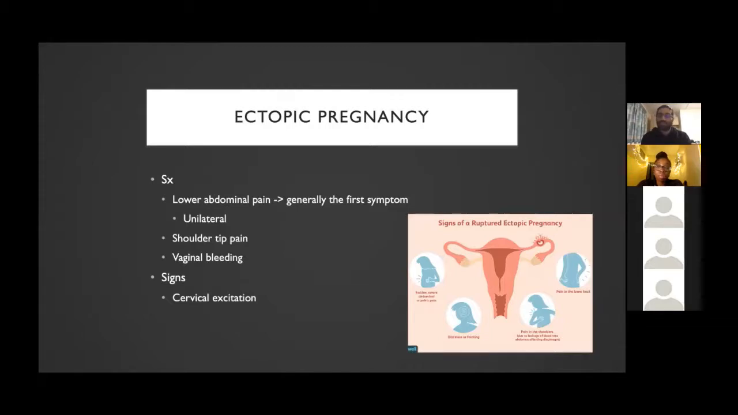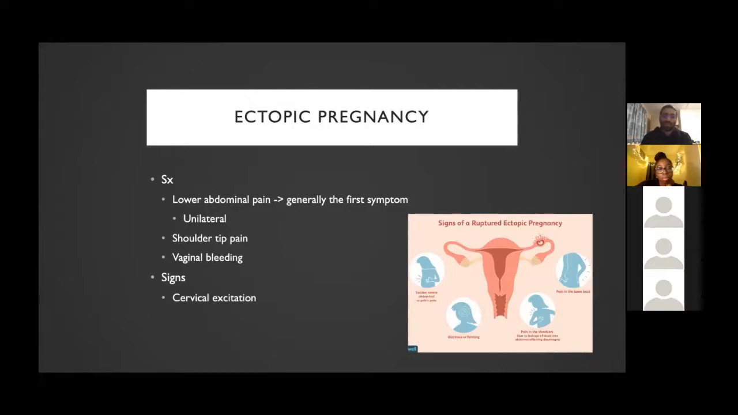It's when there's abnormal implantation of the embryo. The embryo will either implant in the tube or implant in the ovary, and that's why it's unilateral, because you only get one egg release at a time. Then you can get shoulder tip pain, which is referred pain from the irritation from the ectopic implantation. It will irritate the diaphragm, which the phrenic nerve innervates, so you get shoulder tip pain, and vaginal bleeding.